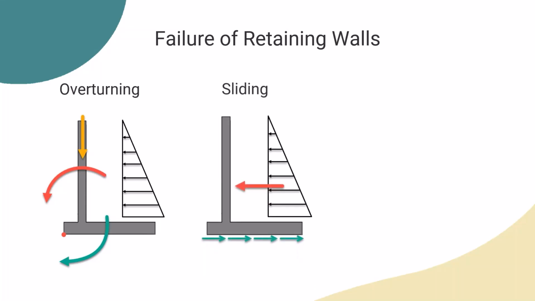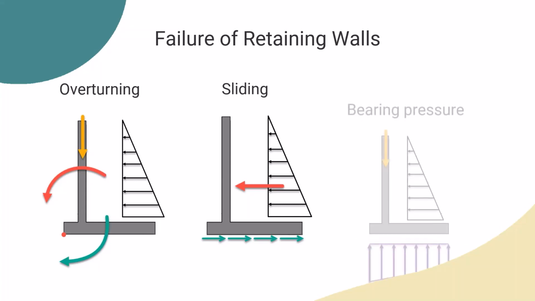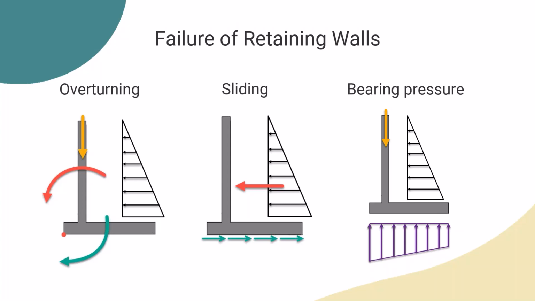The second failure mode is the sliding. All lateral loads try to slide the wall. The restraining effect against the sliding is mainly provided by the friction between the bottom face of the base and the soil below. And the third kind of failure mode is when the soil below the wall fails in bearing pressure. The ultimate bearing pressure capacity of the soil is usually provided in the geotechnical report. Okay, after this short introduction, let's move on to the MasterKey retaining wall module.